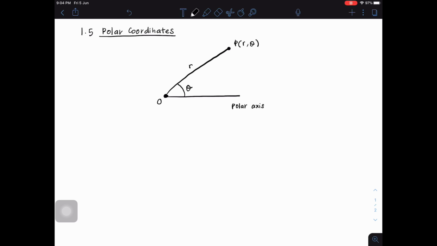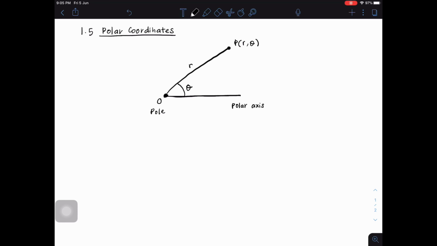So today I want to cover subtopic 1.5, which is polar coordinates. Let's see the figure here. A polar coordinate system in a plane consists of a fixed point O, which we call the pole, or origin, and a ray emanating from the pole. This ray emanating from the pole we call the polar axis.